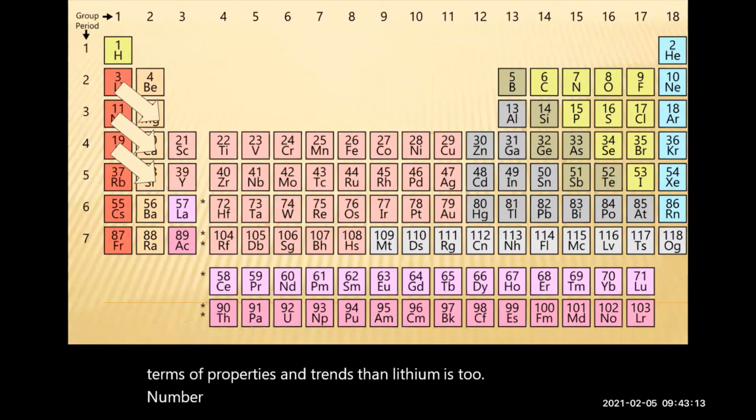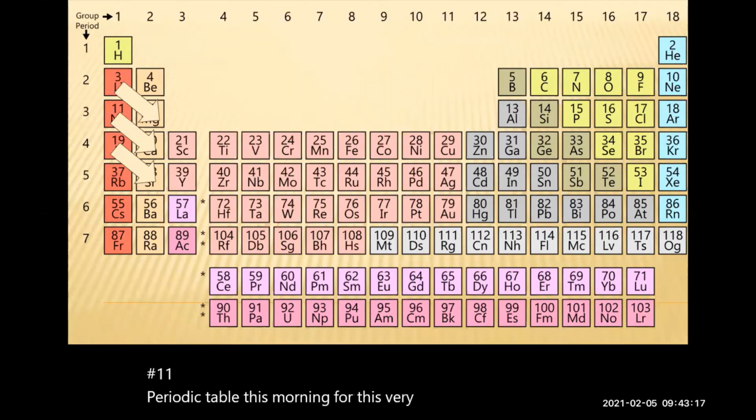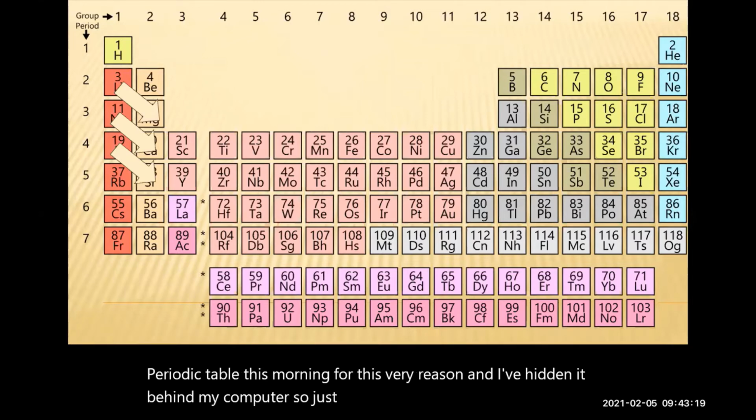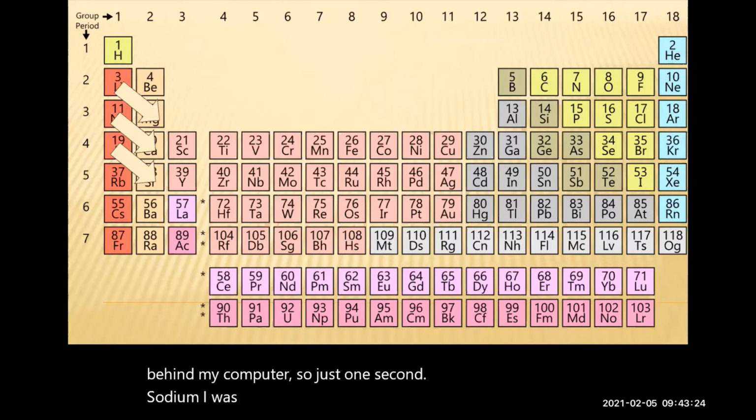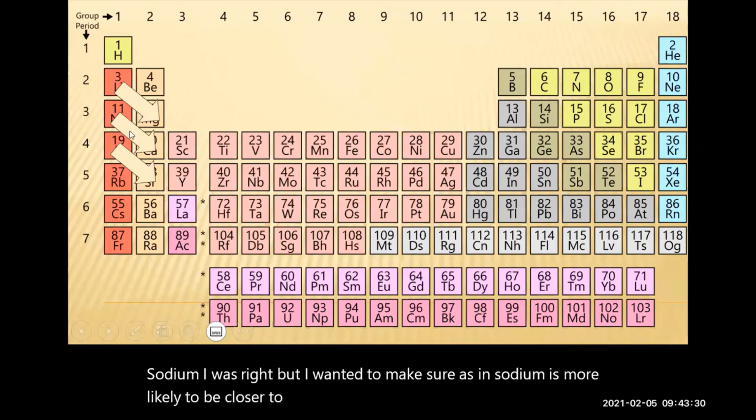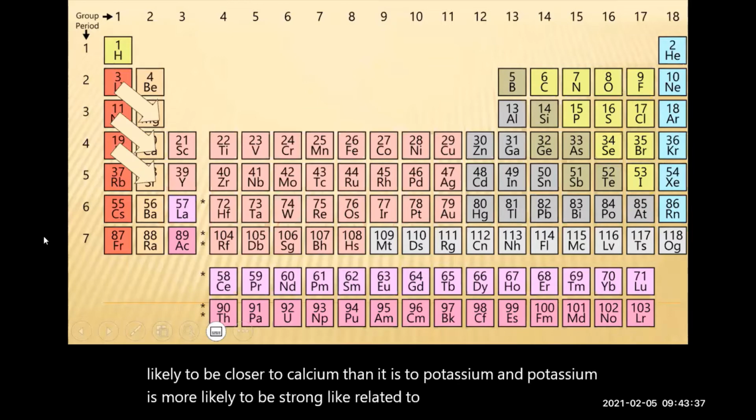And I've pulled up a periodic table this morning for this very reason, and I've hidden it behind my computer. So just 1 second. Sodium. I was right, but I wanted to make sure. As in, sodium is more likely to be closer to calcium than it is to potassium, and potassium is more likely to be related to strontium than it is for rubidium.